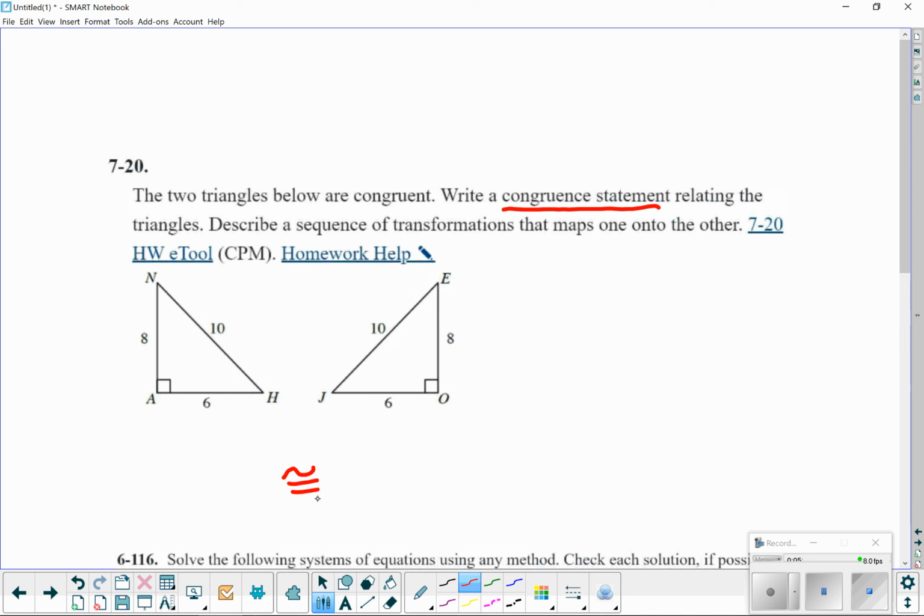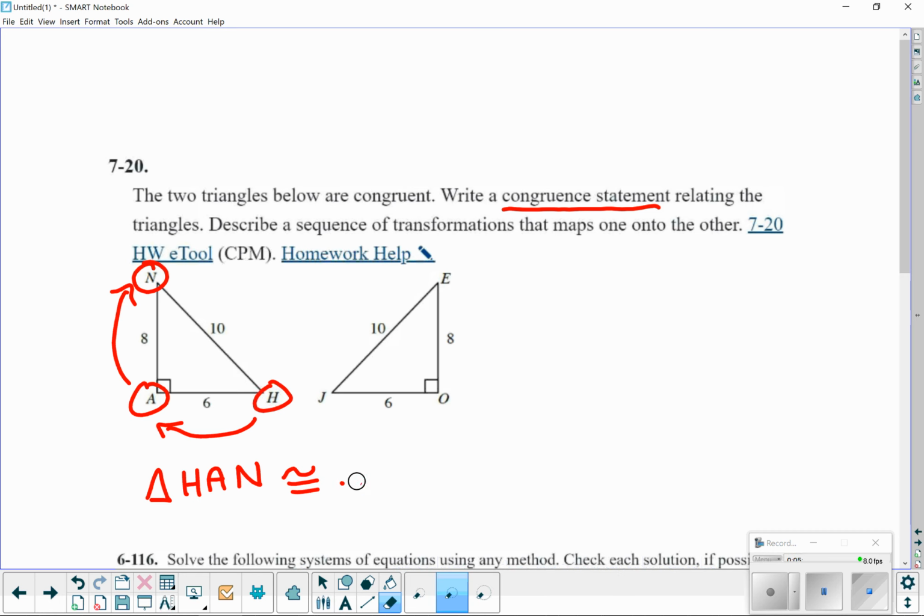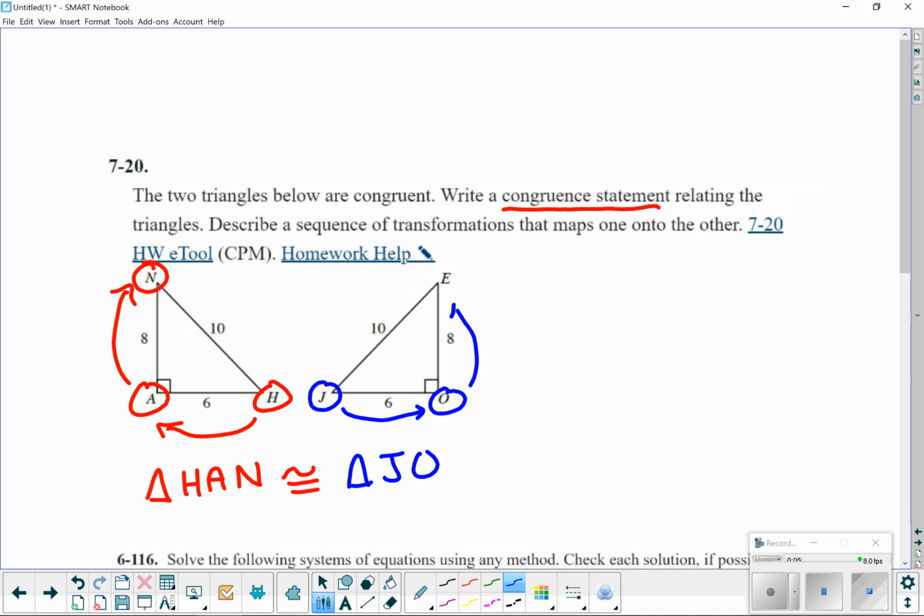You can start anywhere you like. I'm going to start with H goes to A goes to N, so I'm going to call this triangle HAN. HAN is congruent to a triangle, and if I use HAN in that order, I have to use the same order going the other direction. Since I started with H, I'm going to start with J, then O, then E. Hey, that's Joe, my nephew's name. So HAN is congruent to JOE.